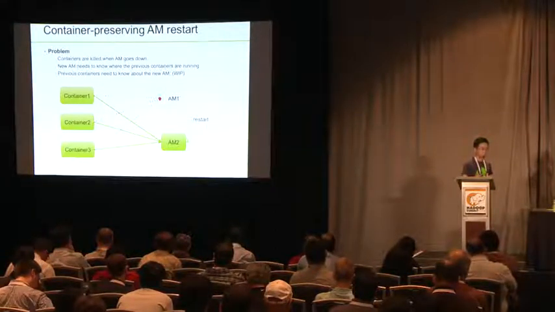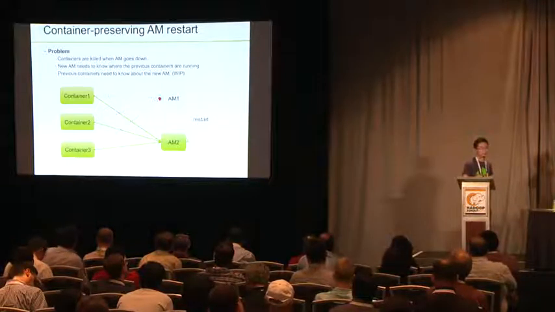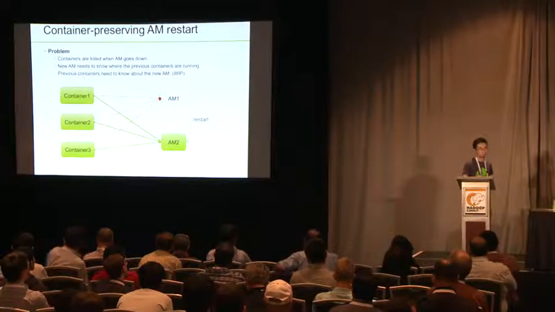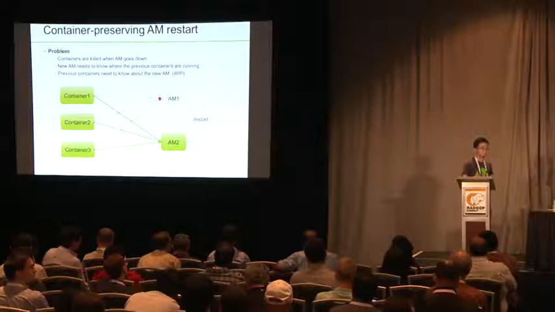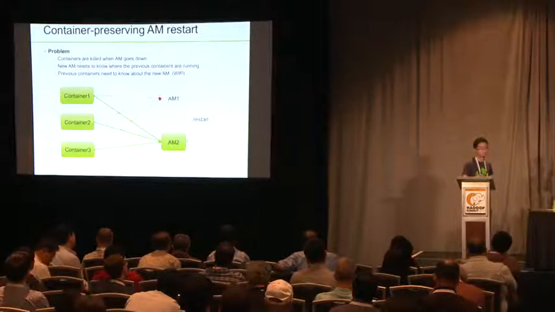The goal was this: in the MapReduce world, it may make sense just to kill those MapReduce tasks, because those are short-lived jobs. But in the world of long-running servers like Hive or HBase, if the application master itself fails, we don't want to kill those containers that were launched by the previous AM.